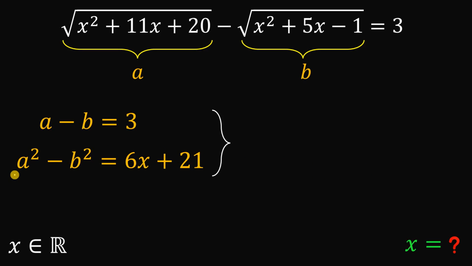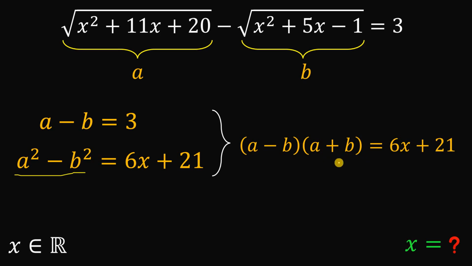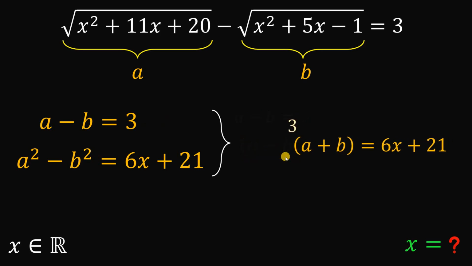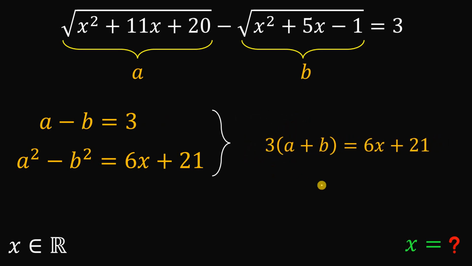Now, what we're going to do here is to factor a squared minus b squared first, because if we factor this out, we have a minus b multiplied by a plus b, the difference of two squares, equals 6x plus 21. Now, we know the value of the expression a minus b. This is given in the first equation, a minus b equals 3. So we can replace this expression with 3, and now divide all of these terms by 3. So we get a plus b equals 2x plus 7.